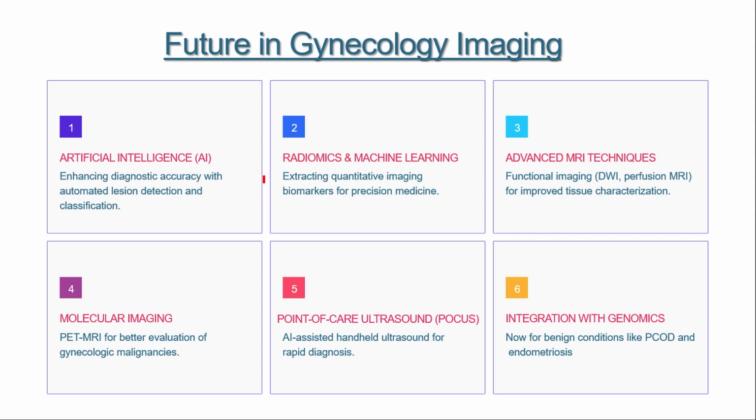Integration with genomics: we already have a lot of genes targeted for different cancers, like BRCA1 and BRCA2 for breast cancer and other things. In the same way, now we have genes detected for benign conditions like PCOD and endometriosis. So this can be targeted, and once the diagnosis is made, you can send for confirmation with imaging as well.